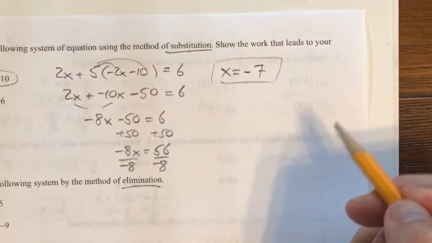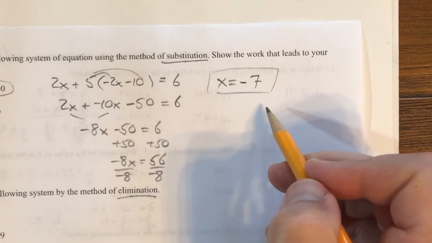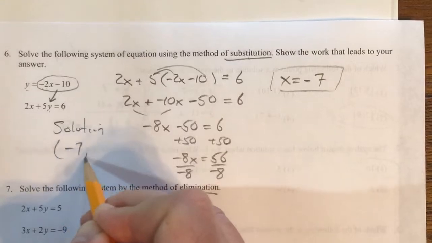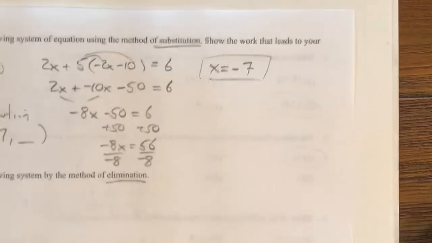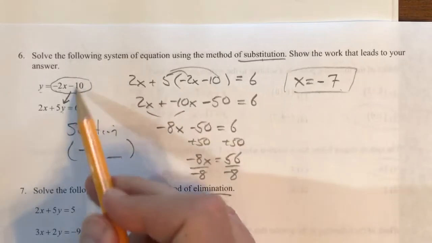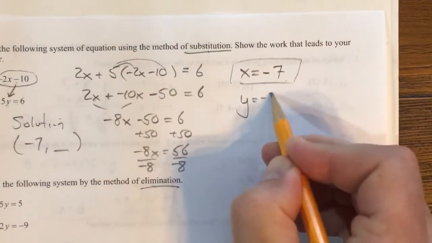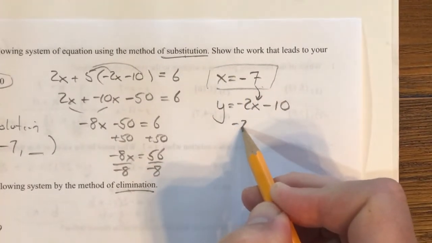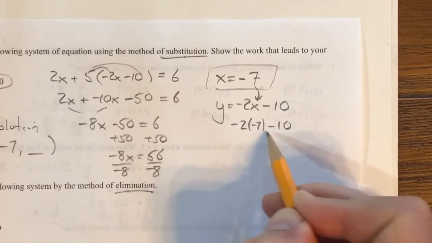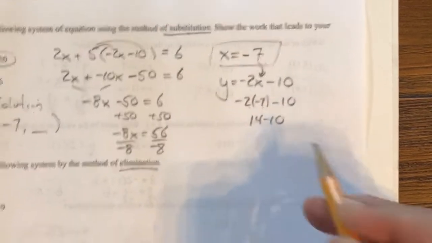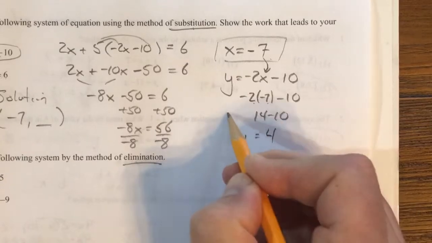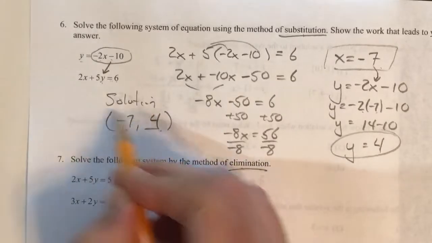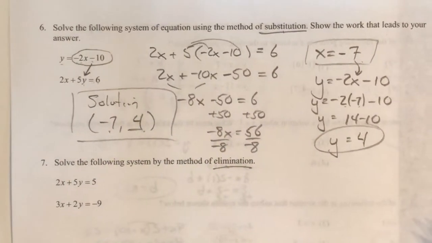All right. So now what? I got to get y also, because we're looking for the solution. What's the solution? So I know it's negative 7 comma blank. I got to fill in that value. So how do you get the other value? Either one of these. I'm going to take the first equation. I'm going to plug my answer in there. Negative 2 times negative 7. A lot of negatives here. 2 negatives give me a positive 14. Take away 10 gives me 4. There's y. So where's the solution? Negative 7, 4. So that's called the substitution method.